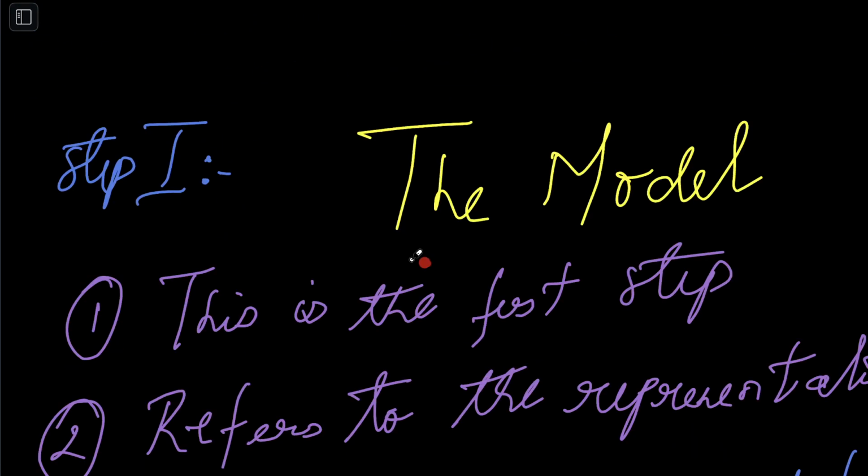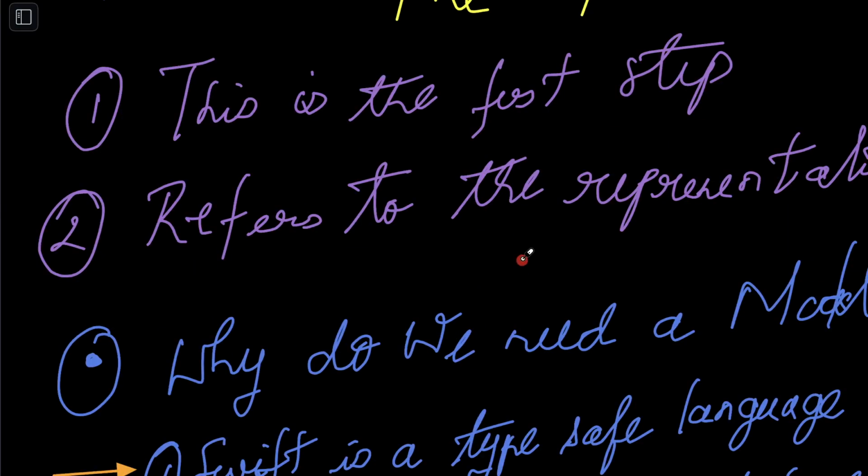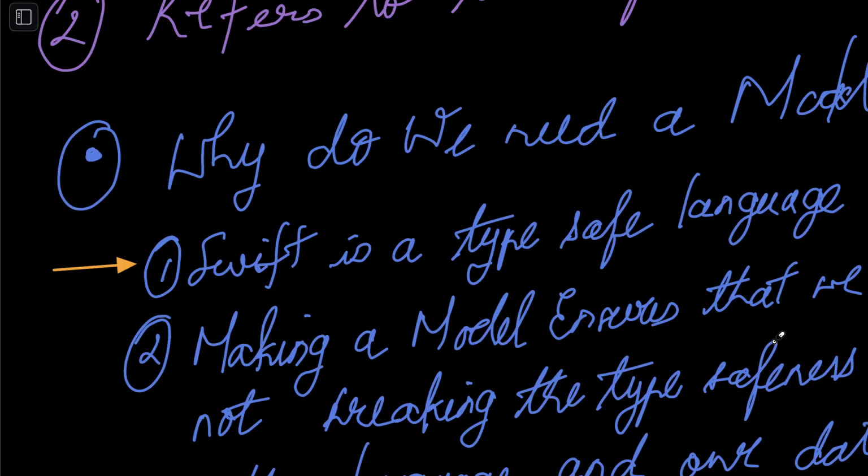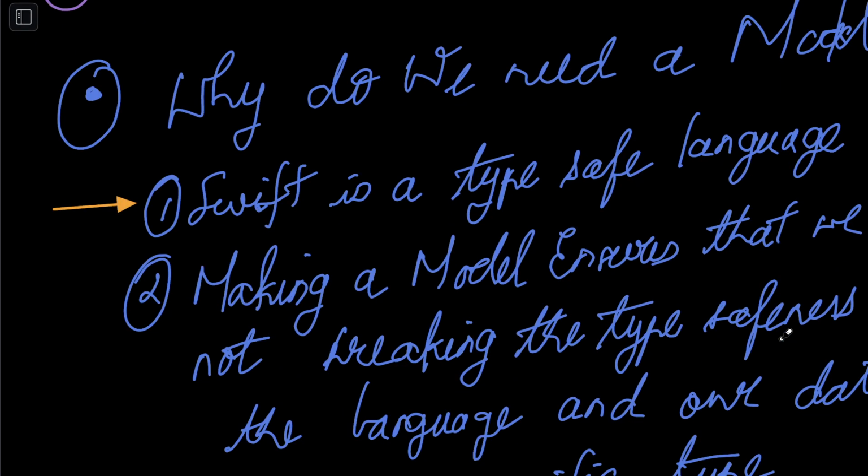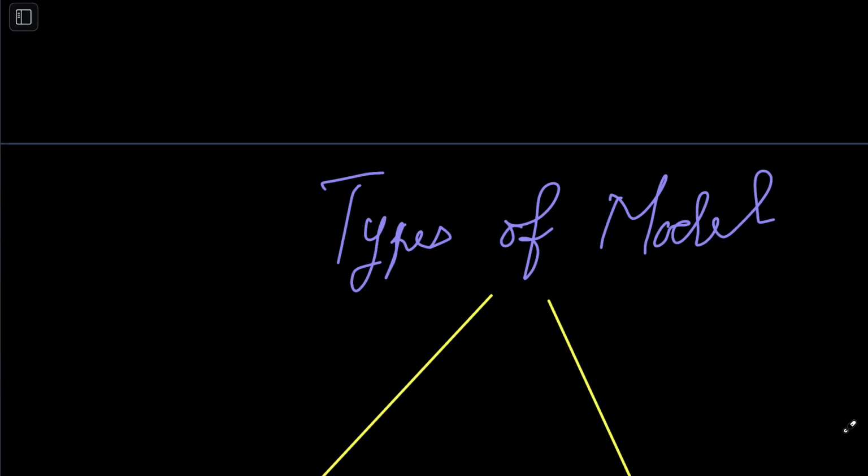Now let's break down the model in a bit more detail. This is the first step. This refers to the representation, right? The whole question arises: why do we need a model? Swift is a type safe language. Making a model ensures that we are not breaking type references of the language and our data follows a specific type. This is the most important part, right?